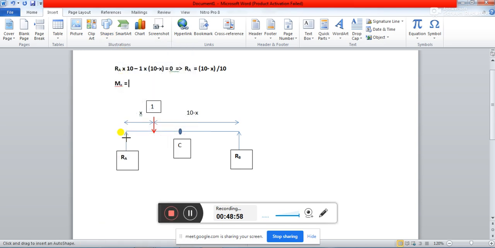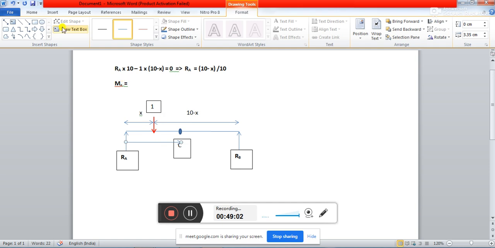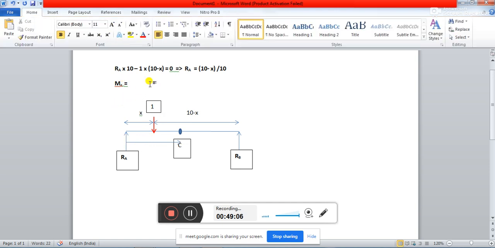5, sir. What is the distance from here to here? 5. Absolutely correct. So this distance is 5 meter. So actually this is going to be your RA multiplied by 5, right? So this is, let's say, clockwise, okay?